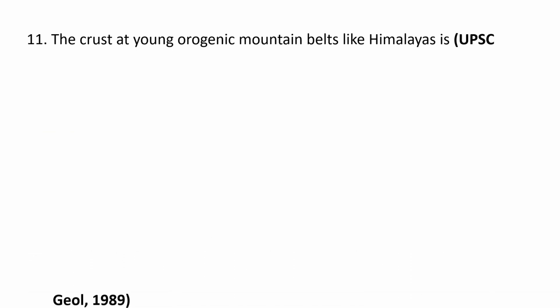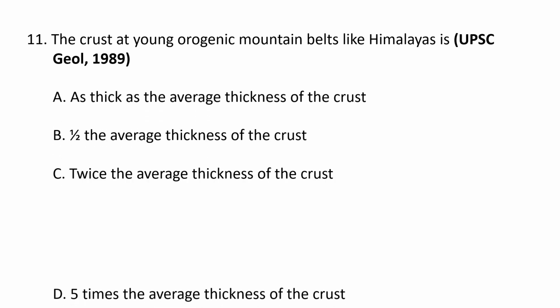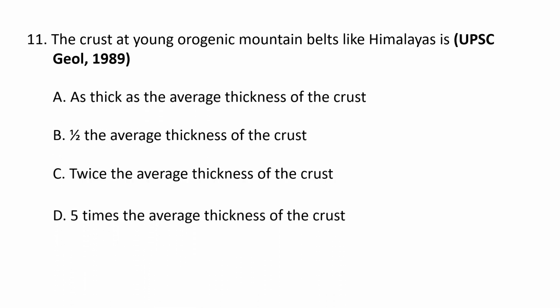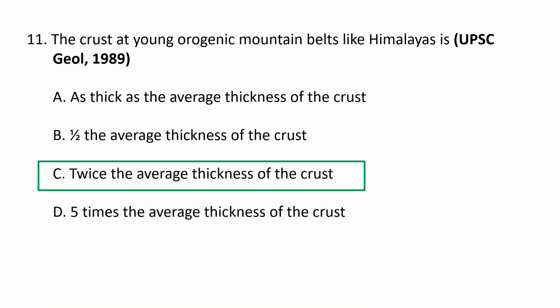Next question. The crust at young orogenic mountain belts like Himalayas is: A. As thick as the average thickness of the crust, B. Half the average thickness of the crust, C. Twice the average thickness of the crust, D. 5 times the average thickness of the crust. So the crust at young orogenic mountain belts like Himalayas is twice the average thickness of the crust.